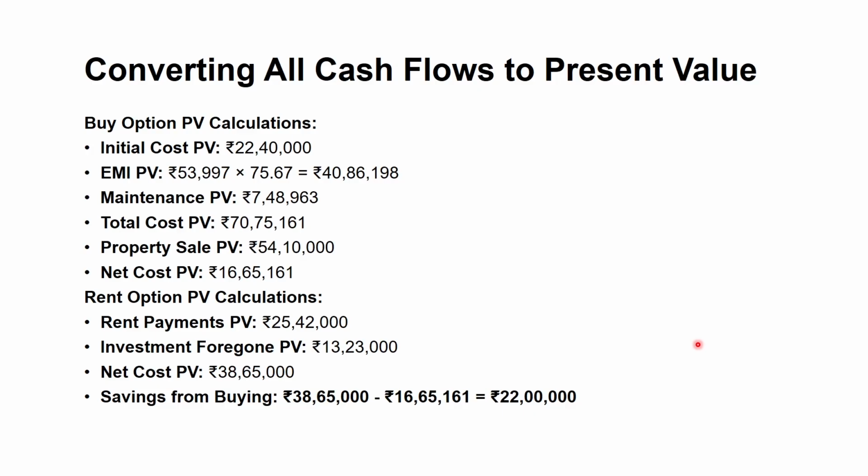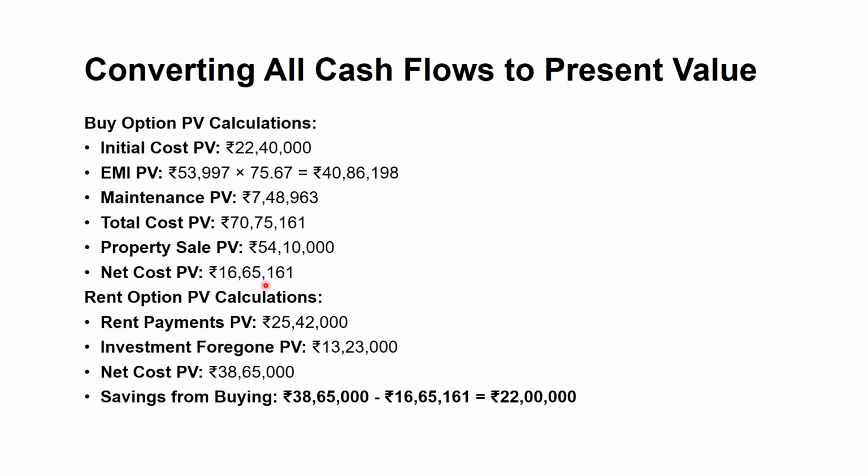Maintenance cost escalating at 4% annually, but discounted at 10%, gives us a present value of around 7.49 lakhs, right. So, total cost present value reaches 70.75 lakhs. Property sale provides a major benefit. 1.4 crore received in year 10 discounted at 10% equals 54.1 lakh present value. Net cost for buying: 70.75 lakh minus 54.1 lakhs equals 16.65 lakhs.